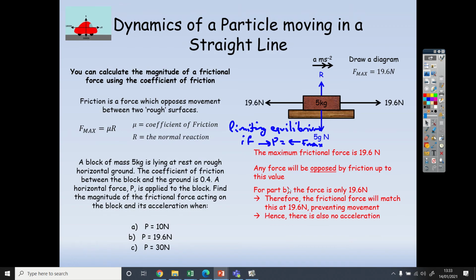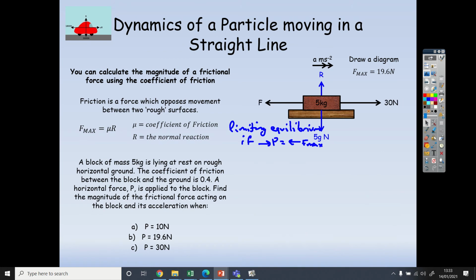And then part B is describing it. So the force is 19.6. Friction is going to be maxed out. And there you go, limiting equilibrium as well. It's on the point of movement.